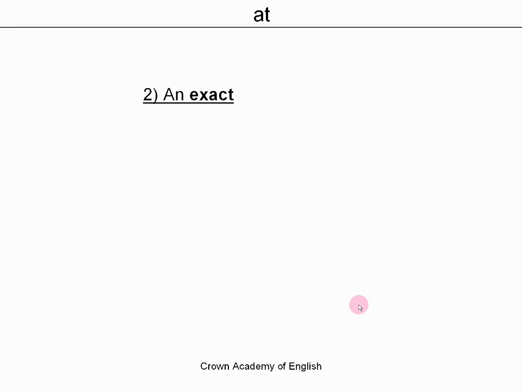And we can also use the word at to talk about an exact address. An exact address is when we know the name of the street and also the number of the street. For example, he lives at 55 Oxford Street. So we know the number of the street, 55, and we know the name of the street, Oxford Street, and so we use the word at. He lives at 55 Oxford Street.